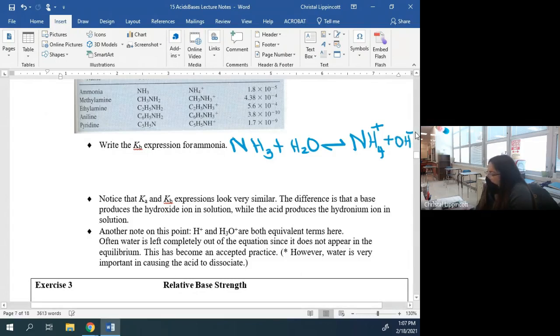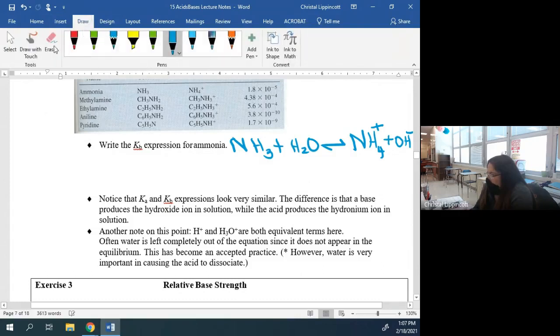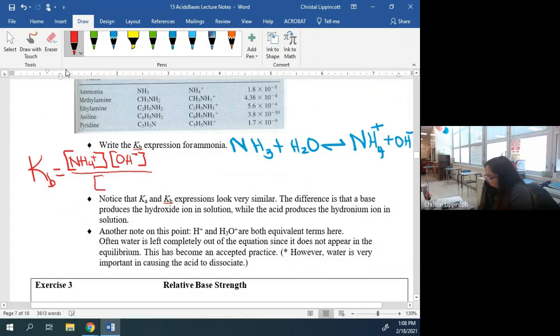So when we write the Kb expression for this, let me do it good. When I write the Kb expression for this, then my NH4 plus, I'm going to have OH minus on the top. I know that I'm doing Kb then because I had OH minus on the top. And that's going to be over top of NH3 on the bottom. I do not put water in my equilibrium expressions. Water is not present in those.